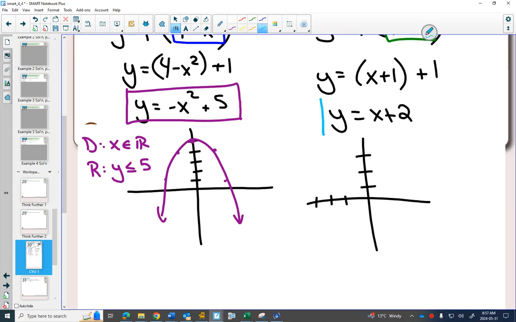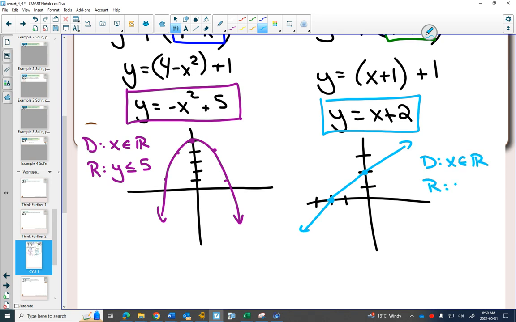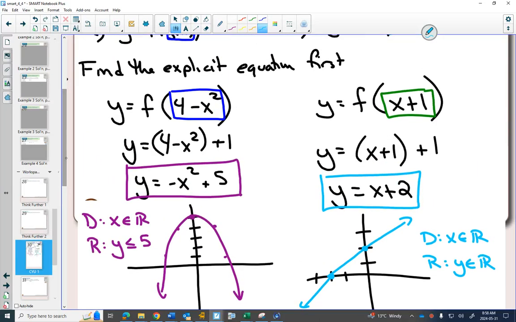I'll graph it in light blue. Positive slope. And the domain and range is everything. So for the composition of functions, what we wrote here, finding the explicit equation first will make everything else easy. If you try to figure out what the graph is from the original ones, they're actually not that helpful.